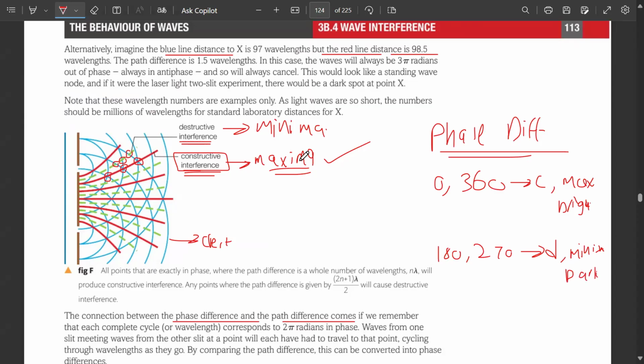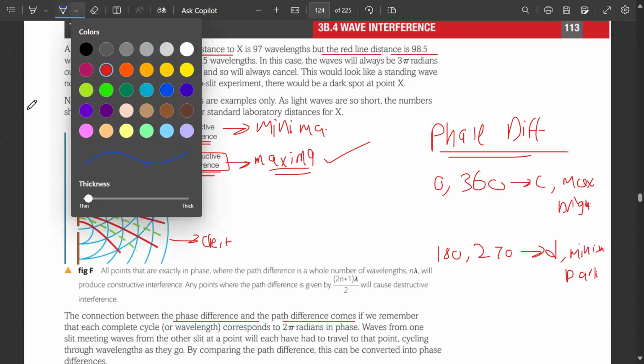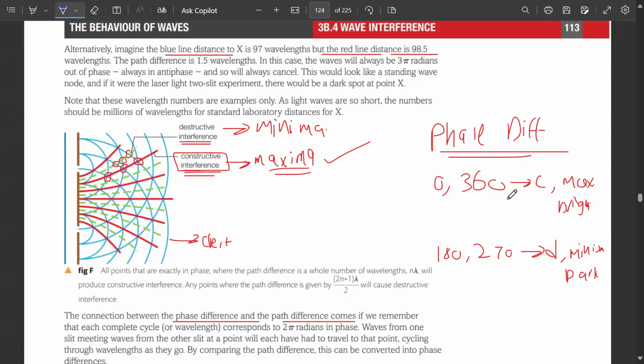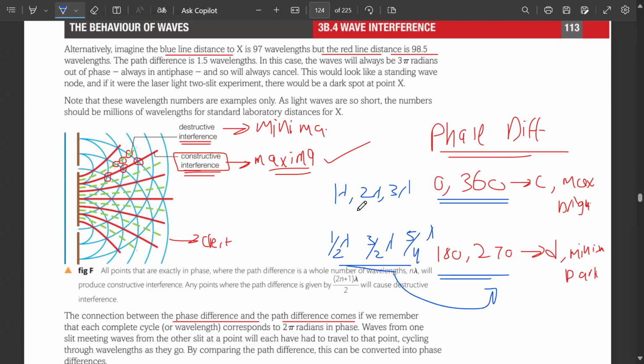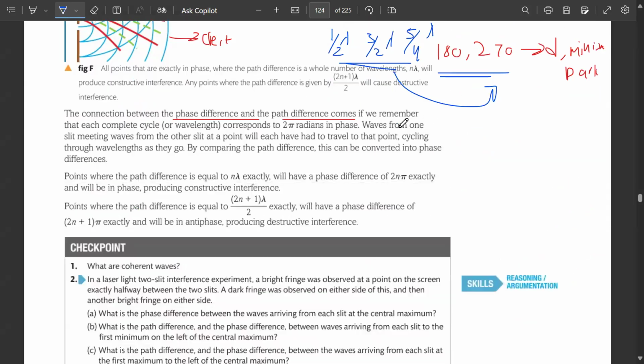Got it? And the values for path difference, if you want constructive interference, path difference would be in whole numbers. How? 1 lambda, 2 lambda, 3 lambda. लेकिन if it's destructive interference, तो values किस तरह होगी: 1 by 2 lambda, 3 by 2 lambda, 5 by 4 lambda. इस तरह से होंगे when we talk about destructive interferences, और whole numbers में कब होंगे when you talk about constructive interferences. Is this clear?